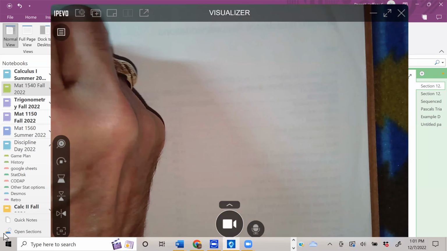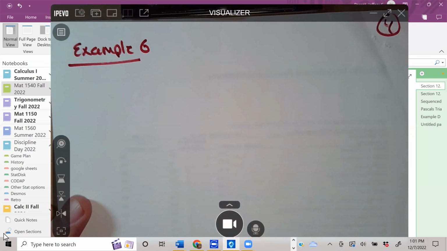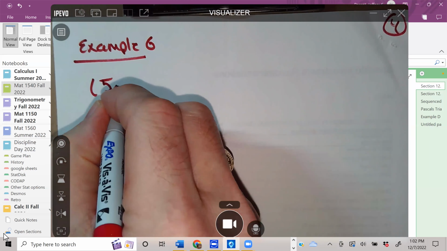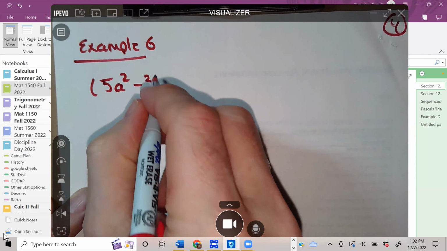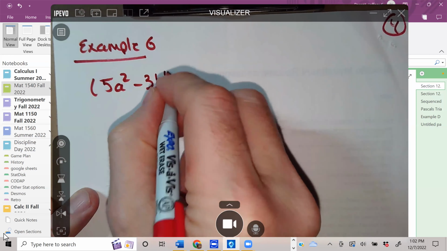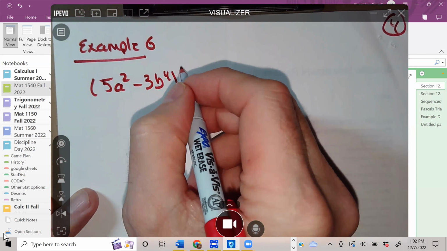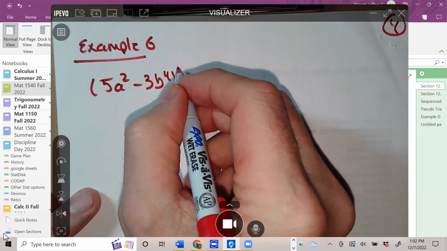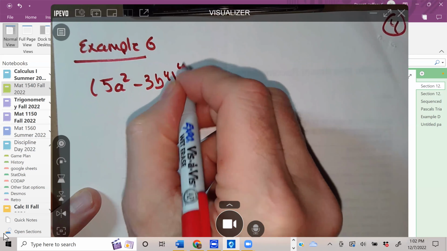So example G. Let's try, let's see, we'll do 5a squared minus 3b to the fourth power raised to, I don't know, feel ambitious, you want to go for the fourth power or the fifth power? How ambitious are you today? We'll stick with the fourth power. These numbers are going to get pretty big as they are.